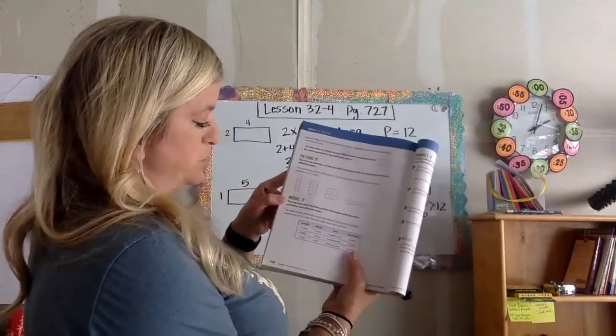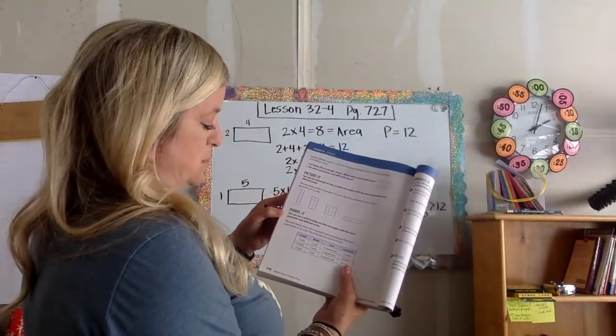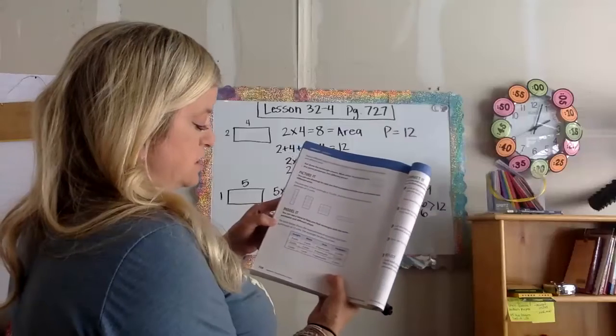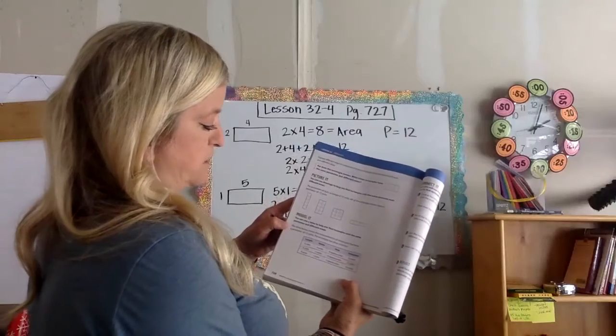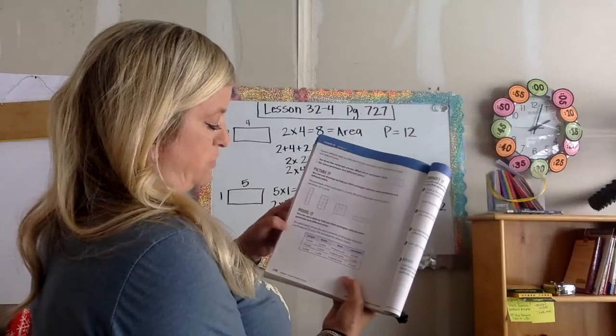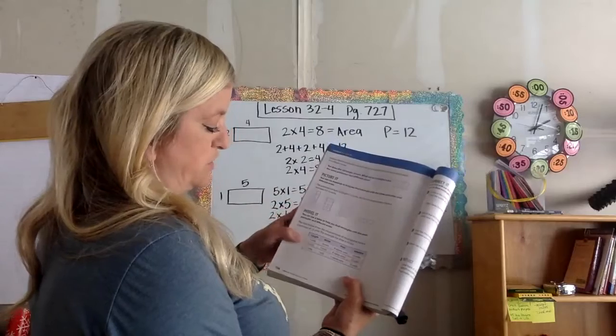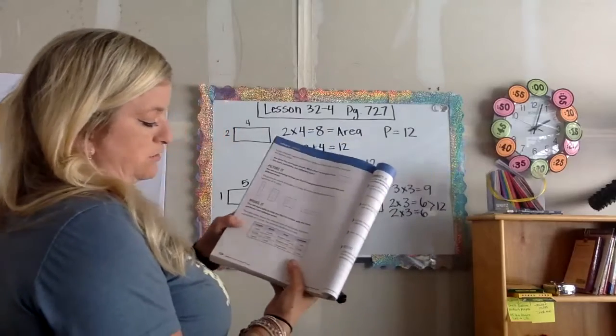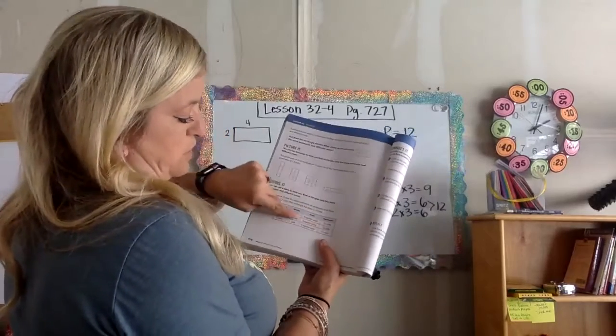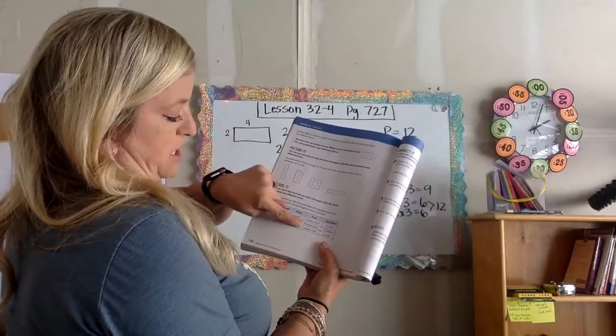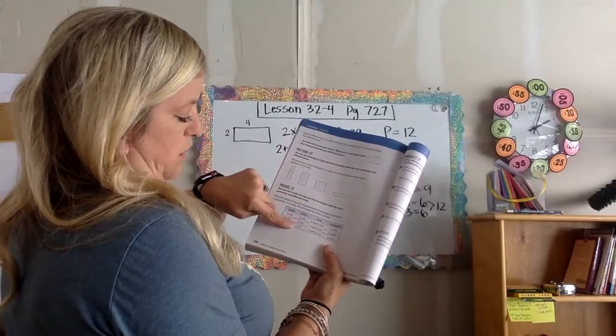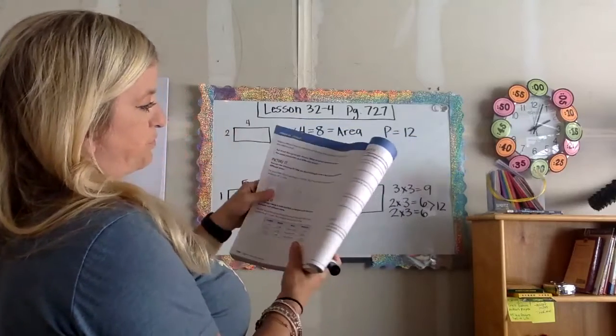Model it. You can use a table to help you find rectangles with the same perimeter and different areas. The table below shows the measurements of rectangles that have a perimeter of 12 units. The rectangle Kai drew is circled. So all of these have a perimeter of 12 units, but you can see how the area is different: 9, 8, 5, 3, 2, 1, 3, 4, 5.